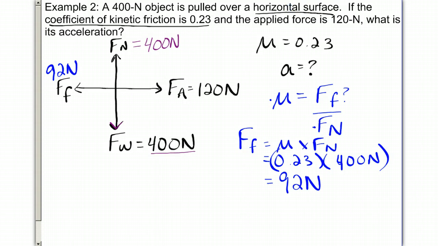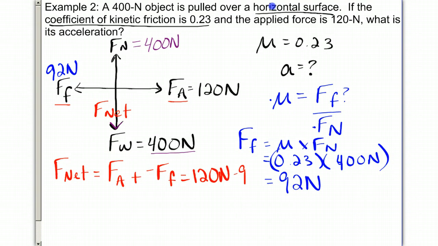Okay, step 3, go ahead and put in red. Step 3 is I need to use my frictional force and my applied force to determine the net force. Remember that the net force is equal to the applied force minus the frictional force. So if I do this, I'll have 120 newtons minus 92 newtons, which is going to give me a net force equal to 28 newtons. So my net force is 28 newtons.